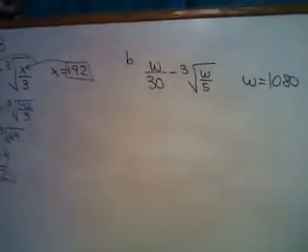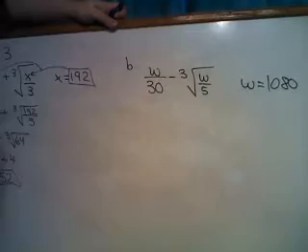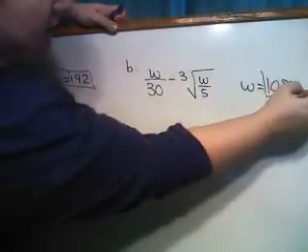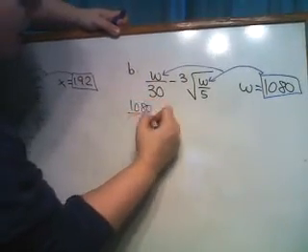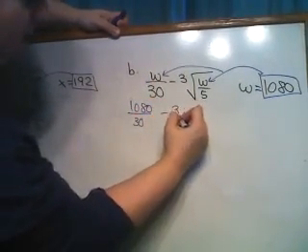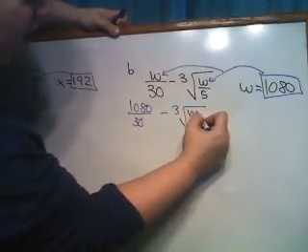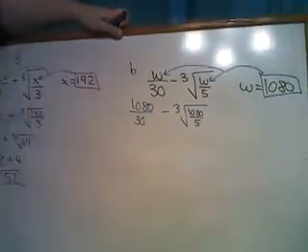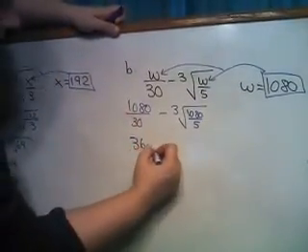Okay, part B, we're going to substitute in for W. We're going to put in 1080. So I'm going to just take this, plug it in for W: 1080 over 30 minus 3 minus the cube root of 1080 over 5. So you could do 1080 divided by 30. You're going to get 36.